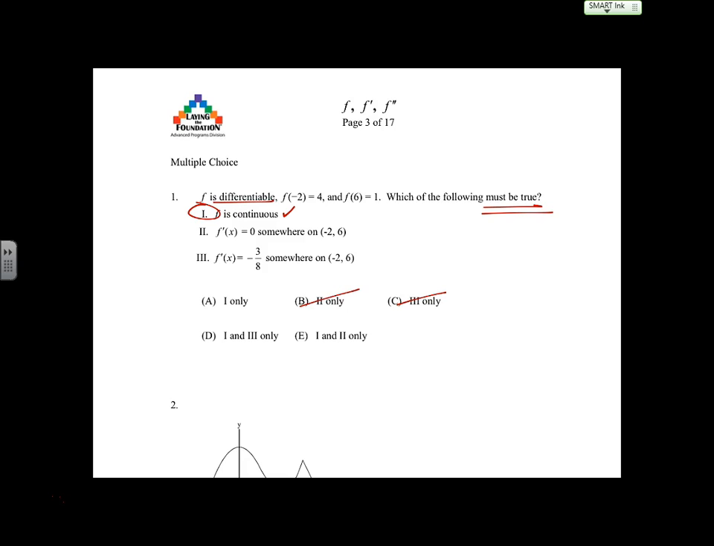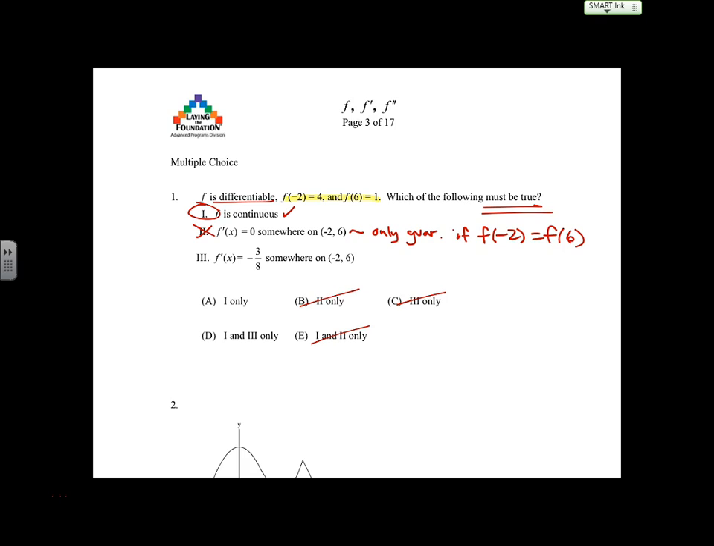Why, Brandon, is number 2 not guaranteed? Because we don't know if there's a horizontal tangent. Yeah, so it's only guaranteed if F of negative 2 equaled F of 6. The question is, are these two Y values equal? No. Okay, well then 2 is a no, so I can go ahead and cross it out.